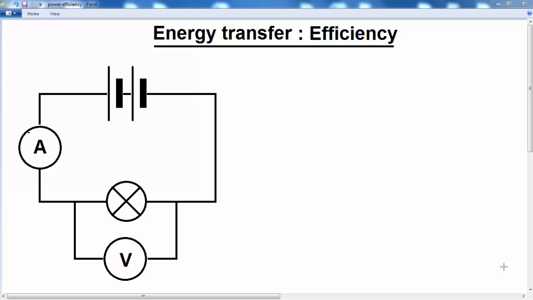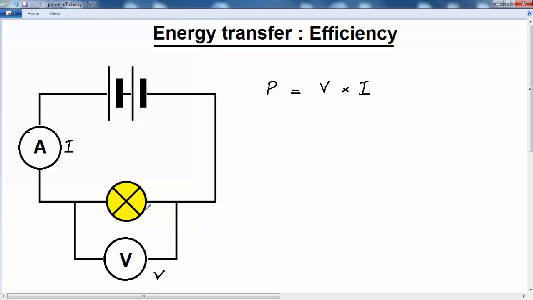In this lesson, we're going to look at energy transfer and efficiency of electrical devices. So in this simple circuit here, we have a light bulb and a current I is flowing through the light bulb, and there is a potential difference or voltage V across that light bulb. Now we remember from the previous lesson that the power being supplied to the light bulb is equal to the voltage across the light bulb multiplied by the current flowing through it.